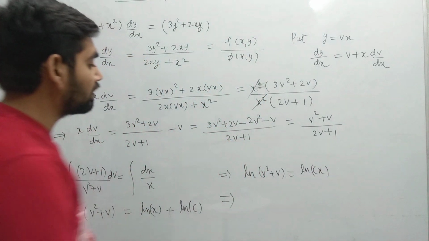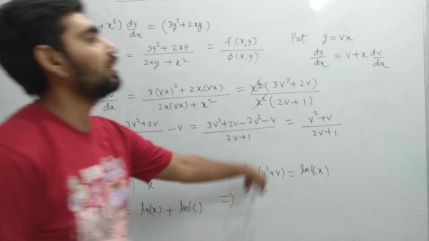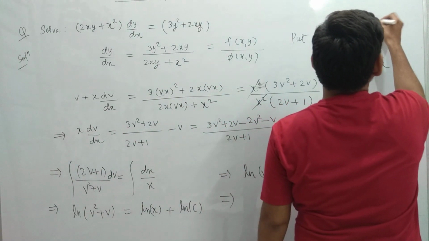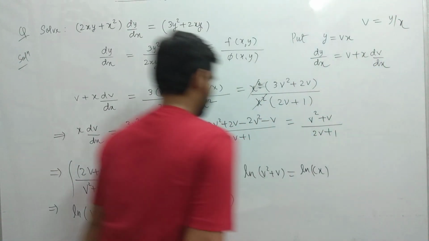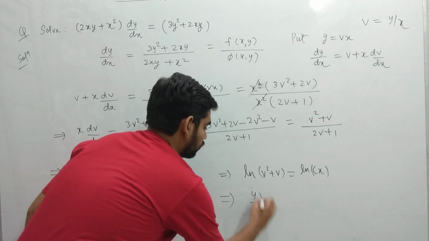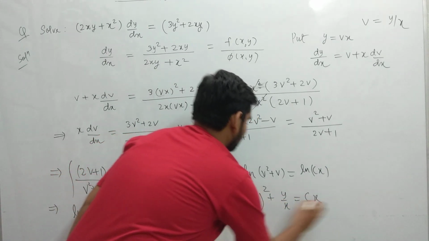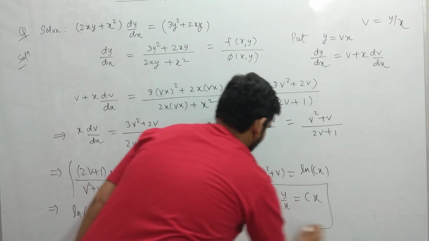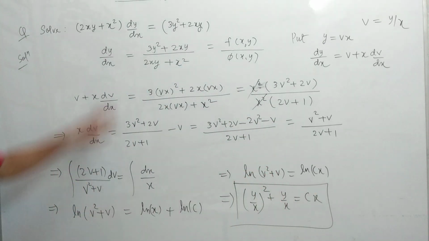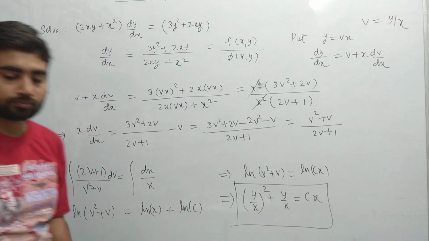Both these logarithms will cancel out. V square, v can be replaced by y upon x. From here, v is y upon x. Y upon x whole square plus y upon x equals cx. This is the required solution of the given differential equation, which is the homogeneous differential equation.